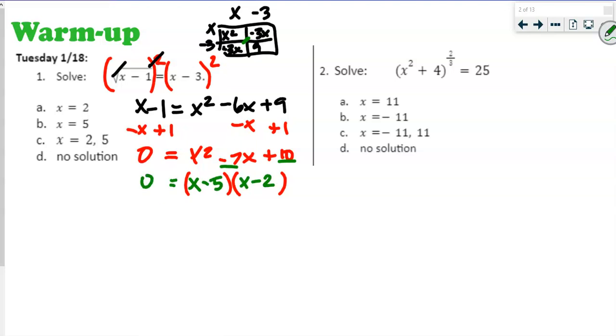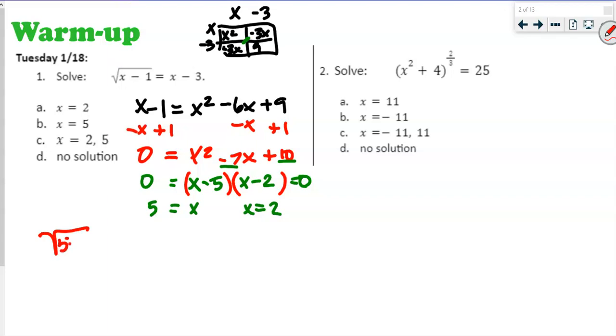Now remember, we're going to set both of these equal to 0. So this is going to be x equals 5. And this is going to be x equals 2. Now also recall that we have to check both of these in our original problem up here, okay? So we're going to check and make sure that this works in both of them. The square root of 5 minus 1 equals 5 minus 3. 5 minus 1 is 4, so the square root of 4 equals 2. Yes, 2 equals 2. So we know that that's one of our answers for sure.